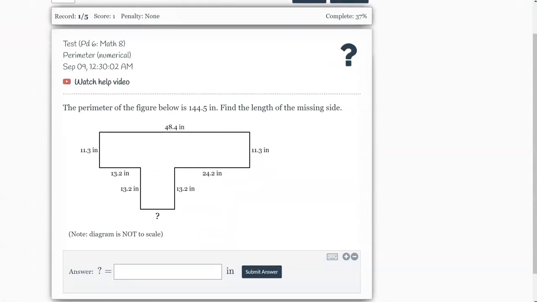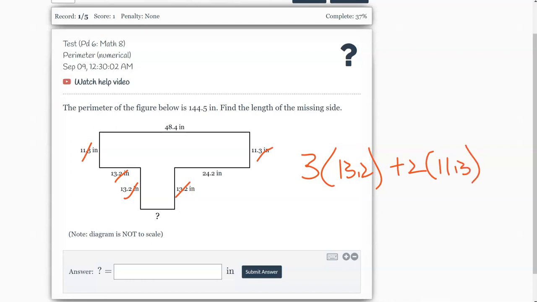Now, if they ask you to find the missing side, the fastest thing to do really is look for that shortcut to see if you have any duplicate numbers. So I've got 3 13.2s. So in my calculator, I'm going to type 3 times 13.2, right? That's these here. I've got 2 11.3s, so I'm going to add that to 2 11.3s, and then I'll have to add those two separately, right? Because they're not repeats. So I'm going to say 3 parentheses 13.2 plus 2 parentheses 11.3 plus 48.4 plus 24.2.